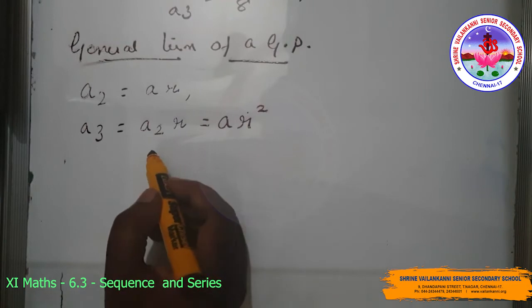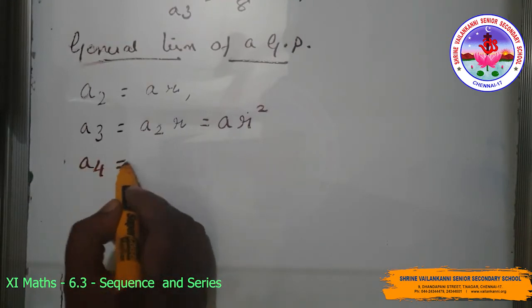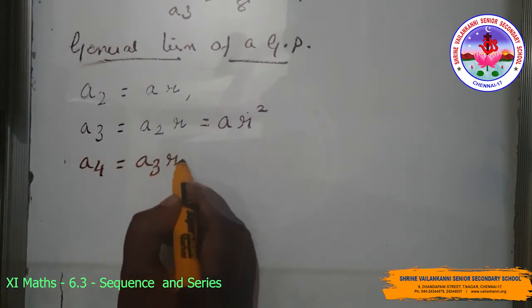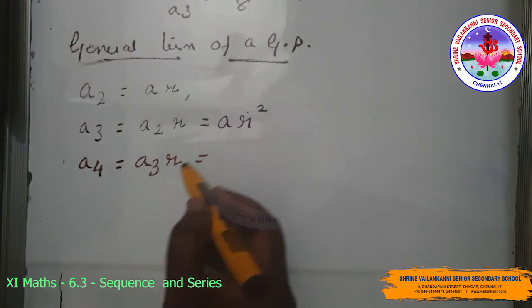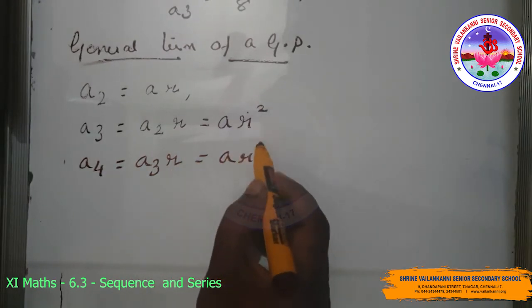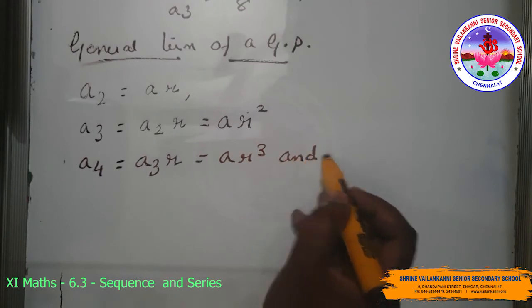And the fourth term is A3 into R. A3 is AR square. So it is AR cube. And it goes on.